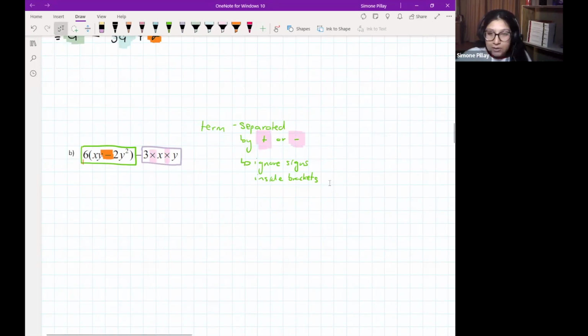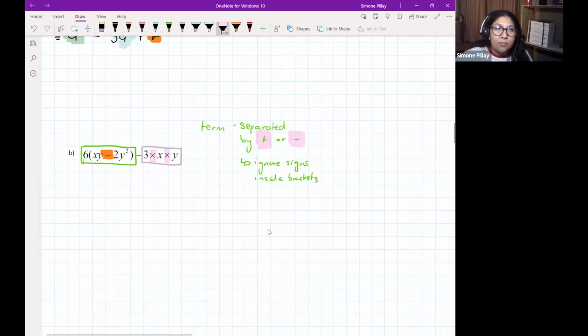Anya is giving us the answer 6xy minus 2x minus 2y squared minus 3y. Is that the answer, Anya? Because that's basically just what the question is. Yes, minus 3xy is the second term.